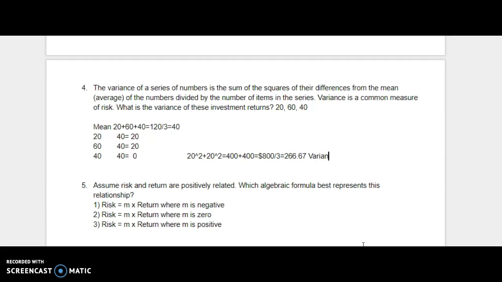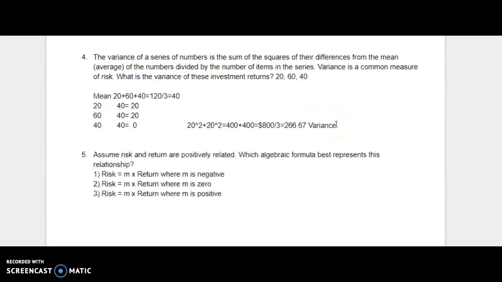266.67. So again, to walk through a variance series, you're going to add them all together, divide by the number in the series, so finding the mean. Then you're going to find the difference between those numbers and the mean. Whatever differences you find, you're going to square those and add those squares together. And then once again, to find the variance, just divide by the number in the series. And that will give you the variance between them.